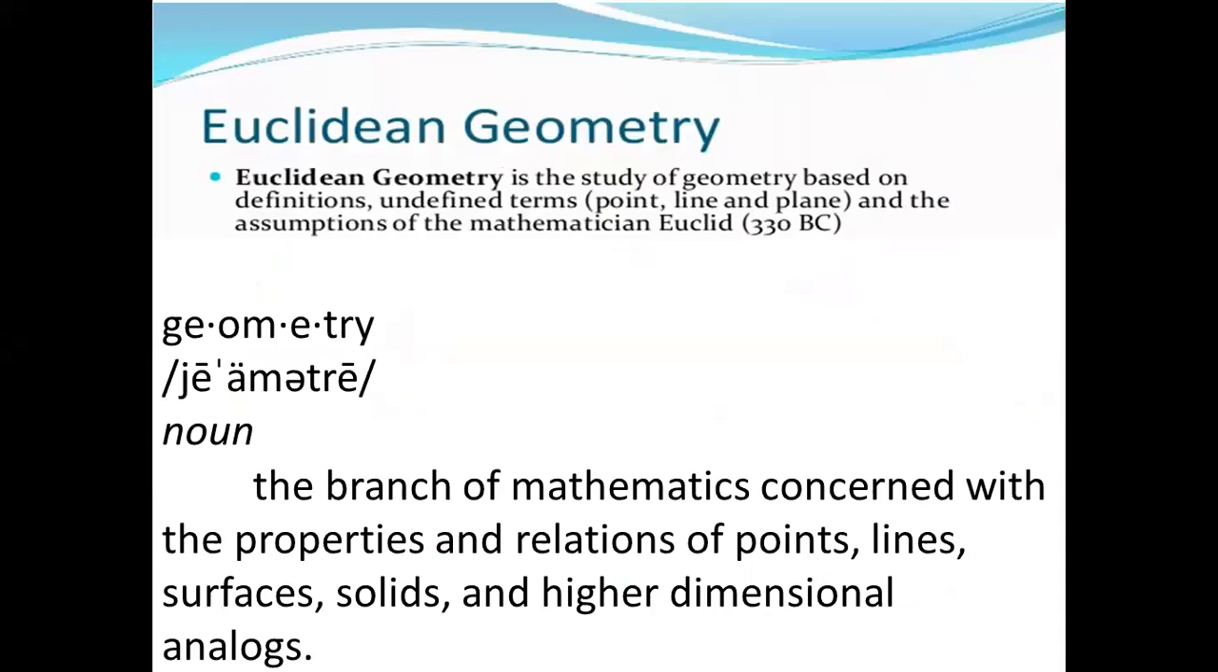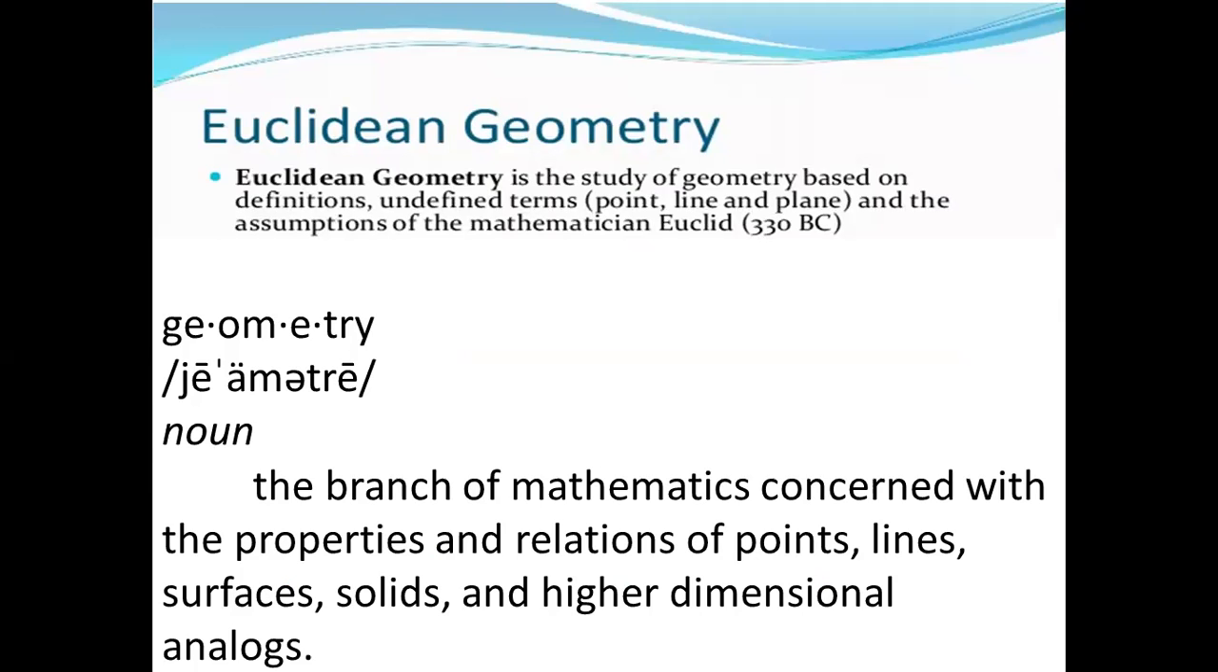Okay, so the origin of that is from the Euclidean geometry, which is the study of geometry based on definitions and defined terms like points, lines, planes, and the assumptions of the mathematician Euclid. That was 330 BC. Okay, so that was the first and the introduction of Euclidean geometry. And then it was included as part of the subject in mathematics.